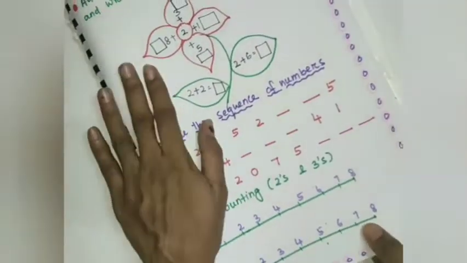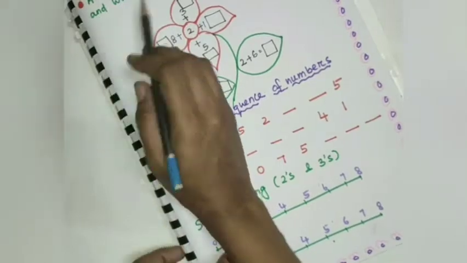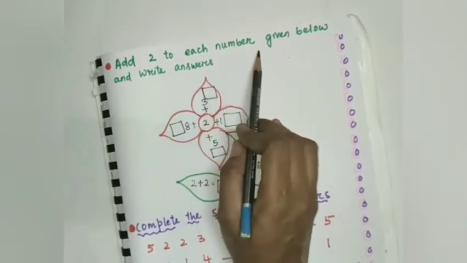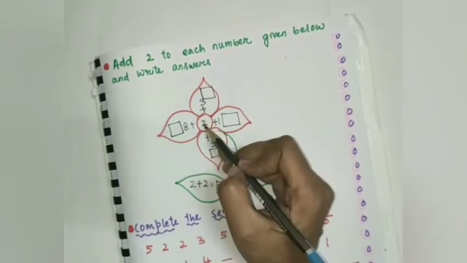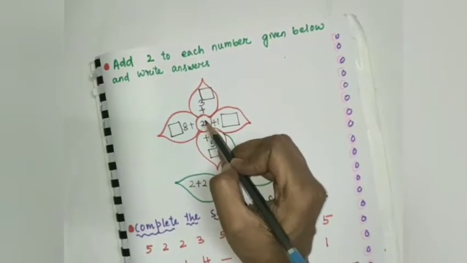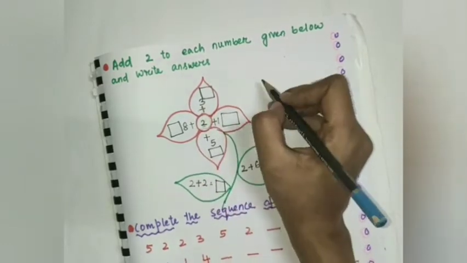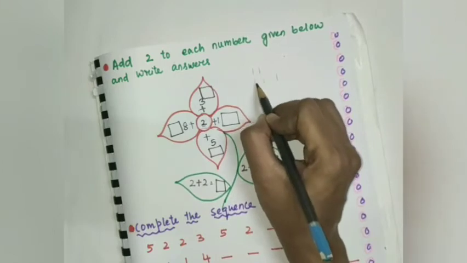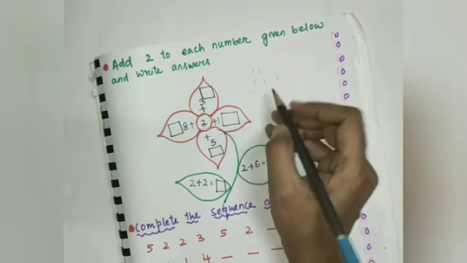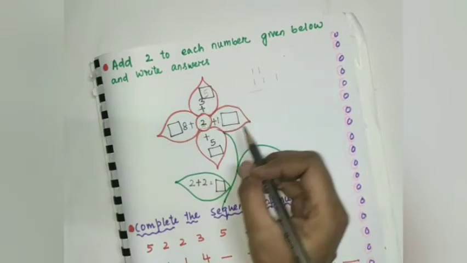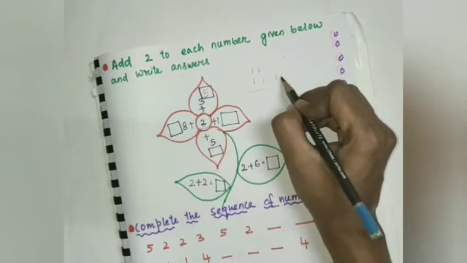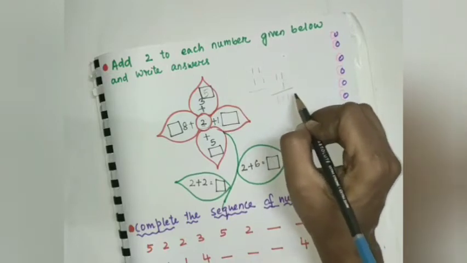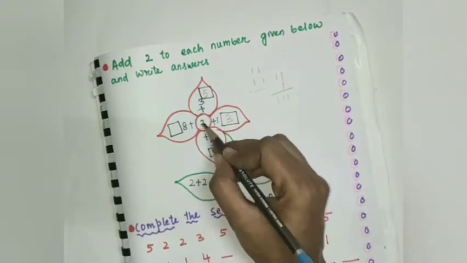The next question is, now add 2 to each number given below and write the answers. Here I have drawn a flower, and in the middle I have written 2. First one is 2 plus 3. We'll do it just by doing the addition. I'm putting 2 lines, 1 2 and 1 2 3. So we're counting 1 2, 1 2 3 4 and 5. So 5. Then 2 plus 1: 1 2 3.